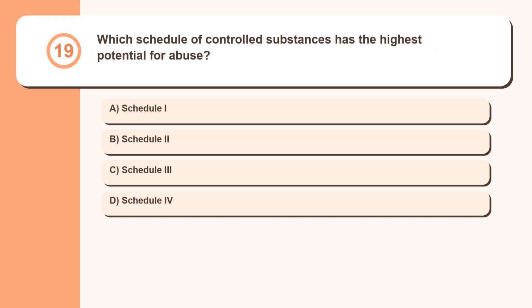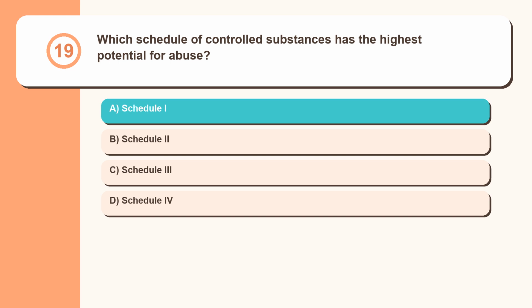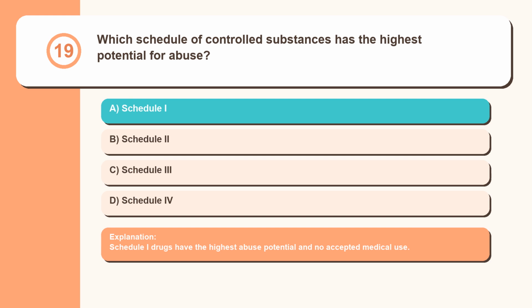Question 19. Which schedule of controlled substances has the highest potential for abuse? Schedule I, Schedule II, Schedule III, Schedule IV. Schedule I drugs have the highest abuse potential and no accepted medical use.